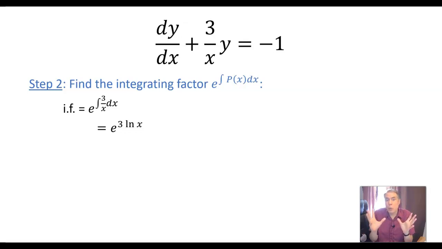And remember, we just need one particular antiderivative, so I don't need to mess around with a plus c, and I don't really need the absolute value bars around the x. Now, 3 times the ln of x is equivalent to the ln of x to the third power. That's one of the basic properties of logarithms. And then the e and the ln undo one another. They're inverses of one another. So e to the ln of x cubed would just be x cubed. So that's the integrating factor, x cubed.